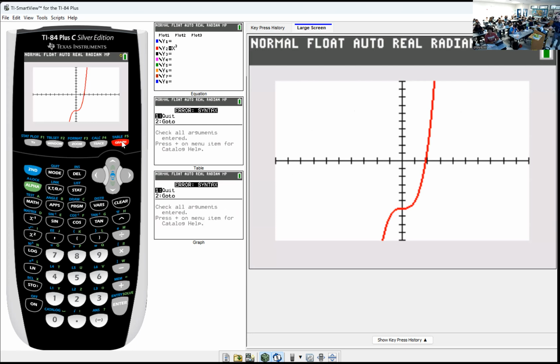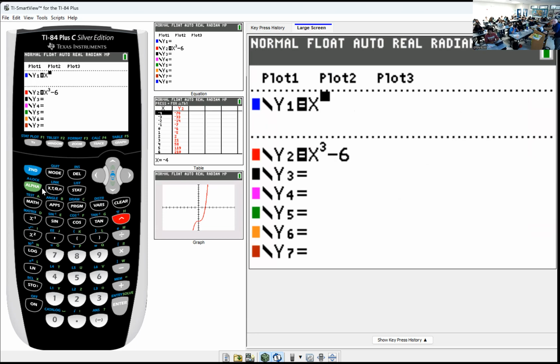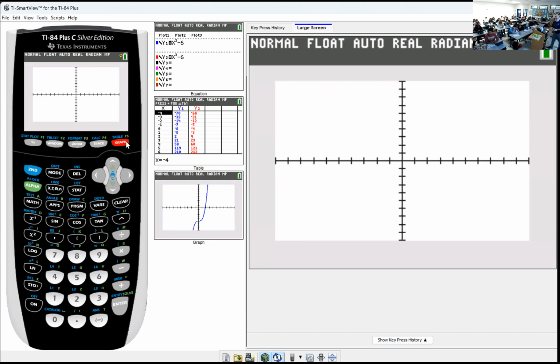Oh, why did I do it in red? I don't know. g of x is going to be x cubed minus 4. Let me put this one up here, x cubed minus 6. And then down here, I'll do this one, x cubed minus 4. And my blue one is my f of x, which is shown here. And my red one is going to be 2 units above that.